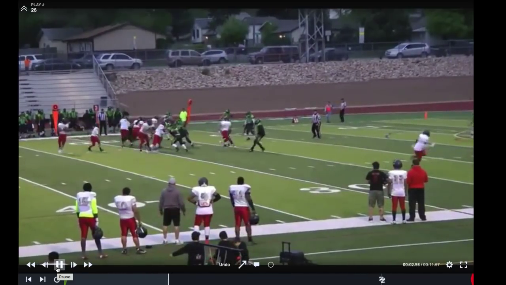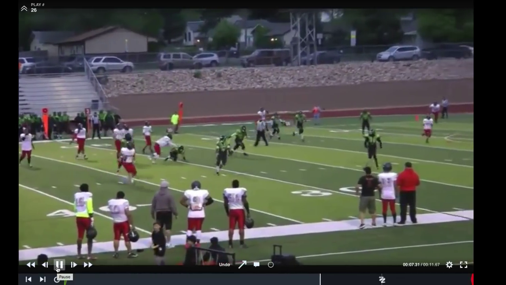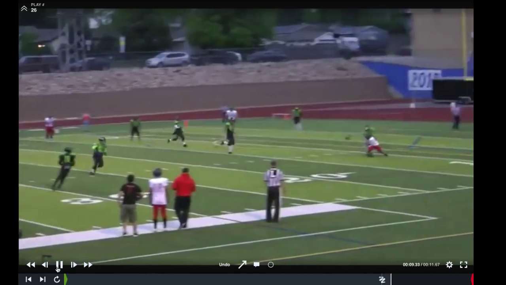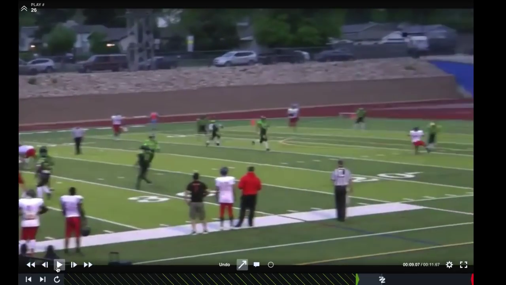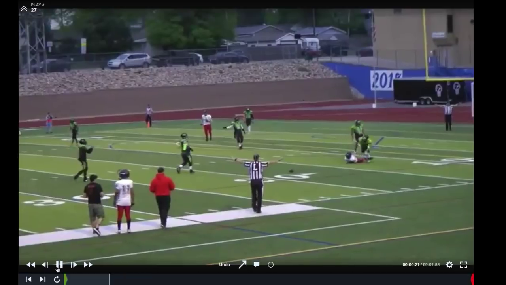Play 16 is another example. This is not pass interference here. This is just bang, bang. Right as the ball is arriving, the defender contacts him. You can see he hasn't even hit him yet and the ball's in the air. Just as it arrives, he makes contact. We would not want that called either.